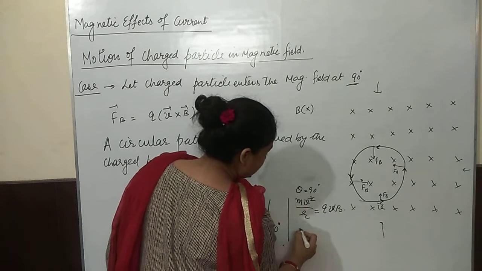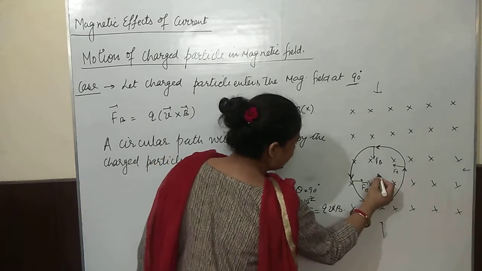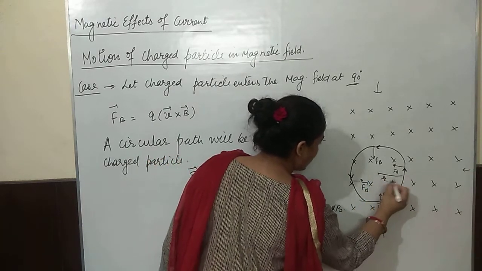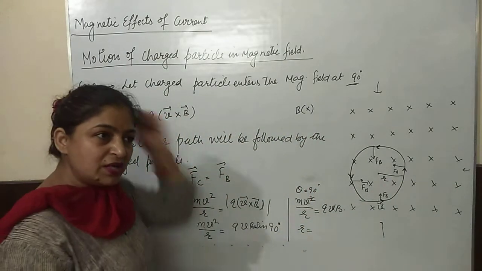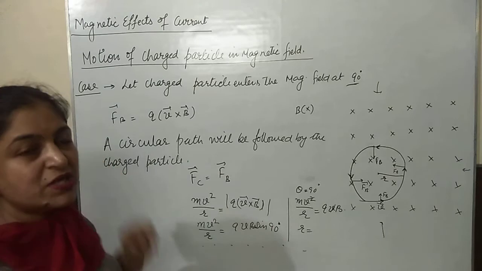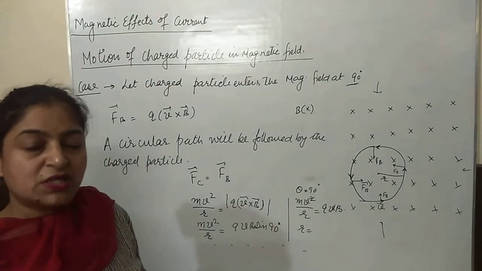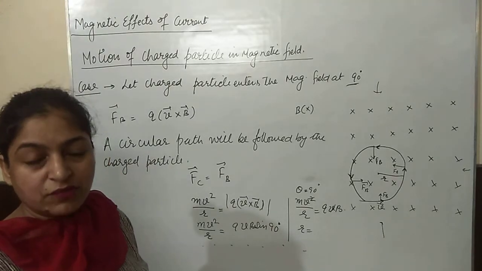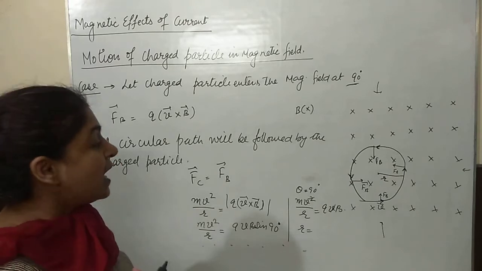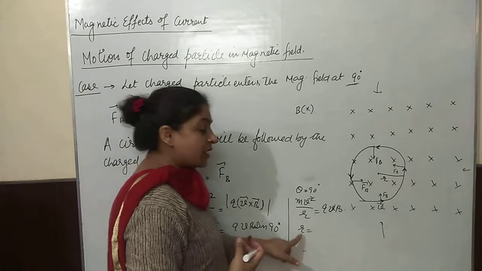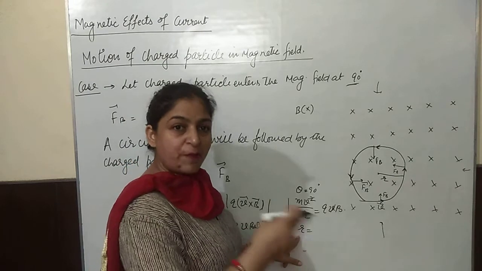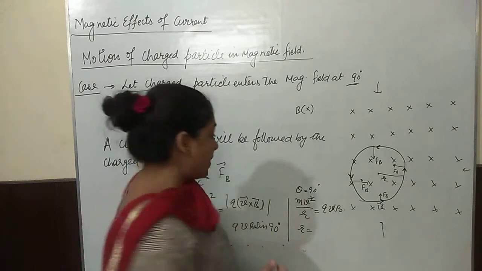So what is r then? R is the radius of the circular track. When I am writing the centripetal force as mv square over r, m is the mass of the charged particle, v is the velocity with which it is moving in a circular track, and r is the radius of the circular path.